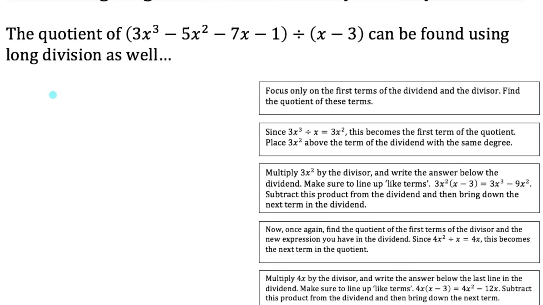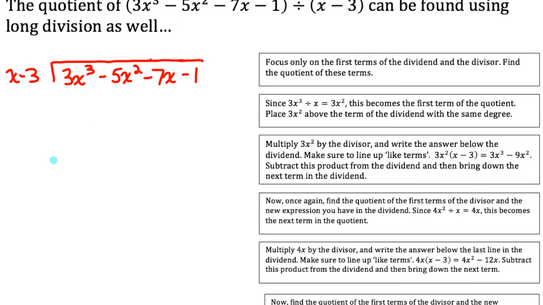So we're going to set it up the same way. Put the divisor outside the table. And underneath, we're going to put our dividend. And then we're going to run through the steps. Divide, multiply, subtract, repeat. When we do the division, we do the first term in the dividend divided by the first term in the divisor. We always do that to start off with. So 3x cubed divided by x. Well, when dividing powers of the same base, you subtract the exponents. So that would give me 3x squared.